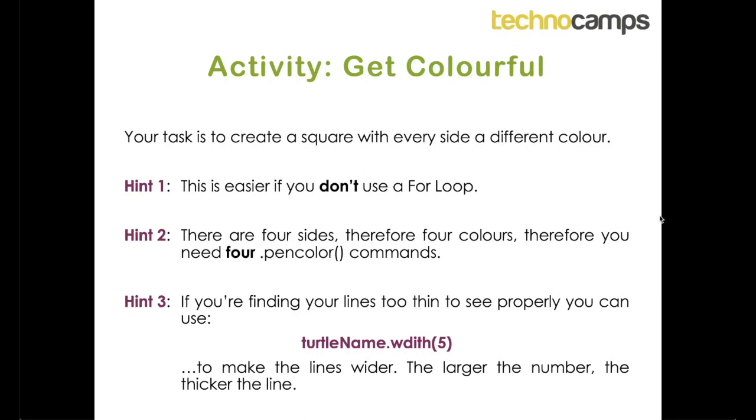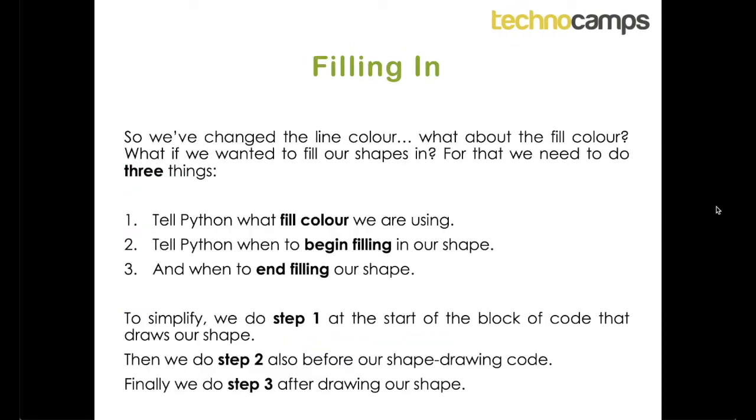Righto. What happens now if we want to fill it in? Well, for filling things in, we need 3 things. We need to tell Python what colour we are going to fill it with. We need to tell it when we want to begin filling and when we want it to end filling. So, fill colour needs to go at the start. Begin fill needs to go before our shape, and end fill needs to go at the end.